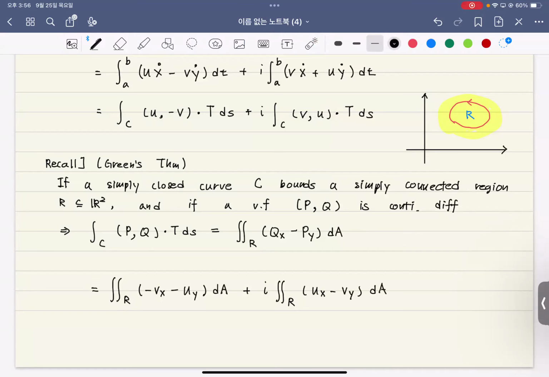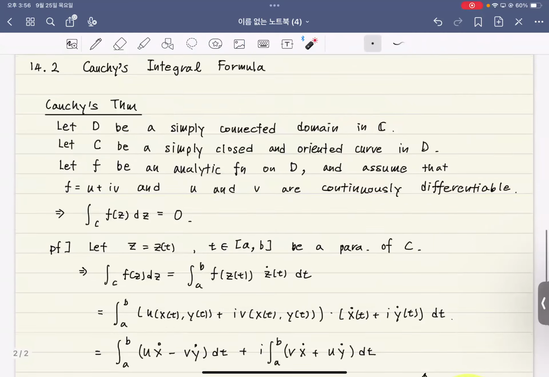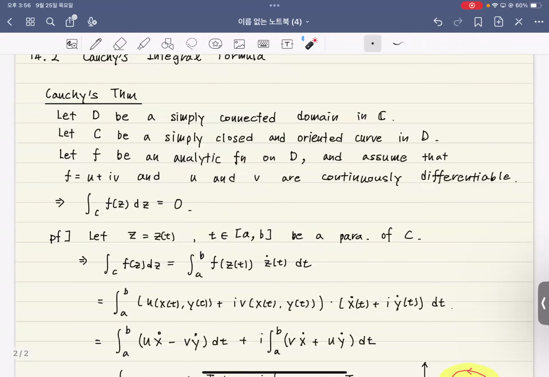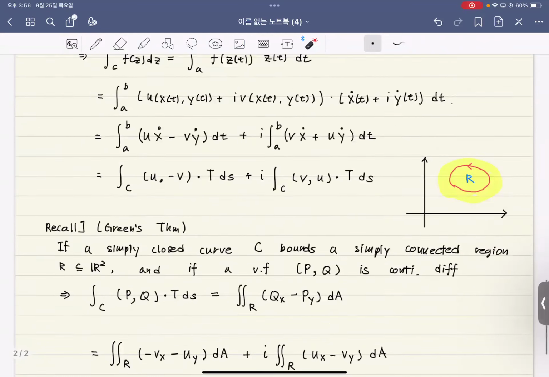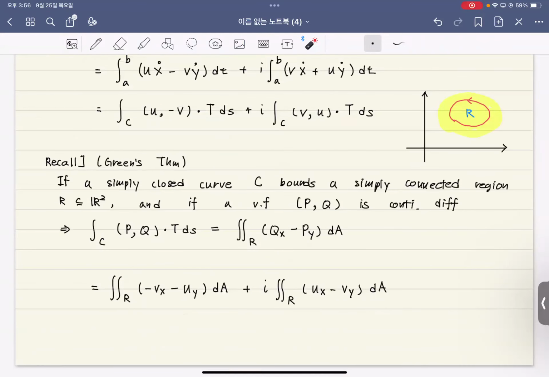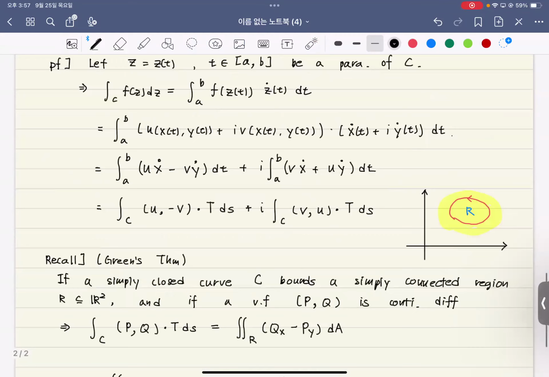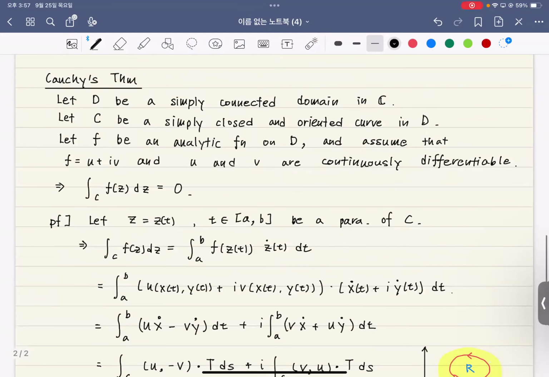Finally, I am ready to make use of the analytic function condition. Since my function is analytic, it must satisfy the Cauchy-Riemann conditions, and therefore this integrand should be 0, and this one also should be 0. Great, my proof is done. This is Cauchy's theorem.